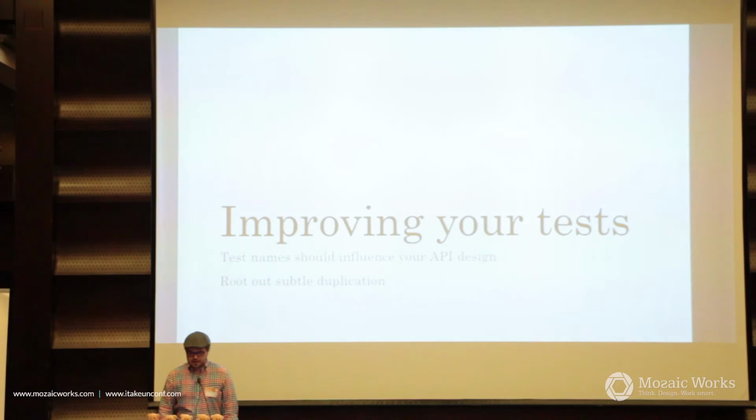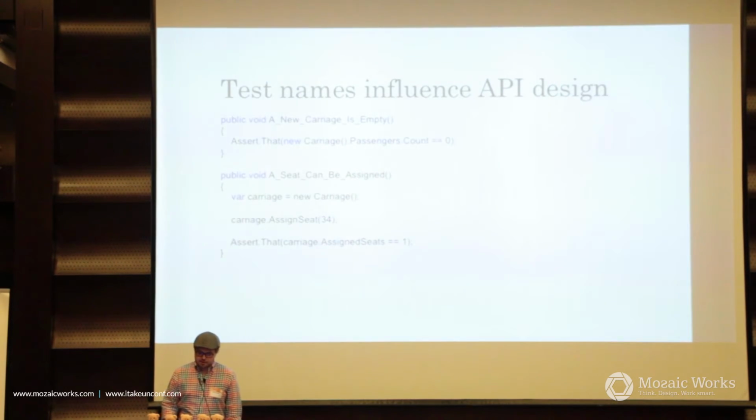So I'd like to start with a couple of ideas for ways of improving your tests. The first one being that your test name should influence your API design, and the second one that we can use our tests to root out subtle duplication. So, influencing API design. Tests are a form of documentation for our code. It's an executable specification. Our tests must be just as expressive as our production code.